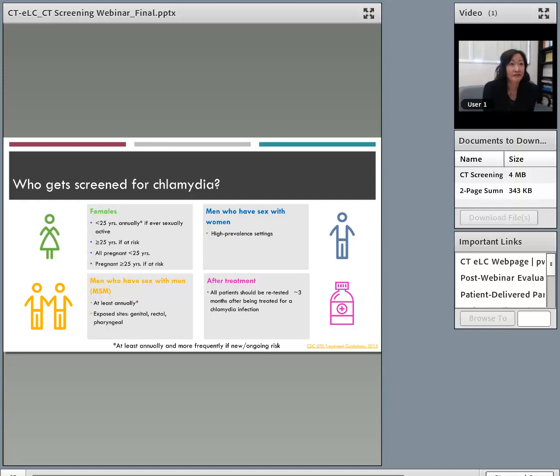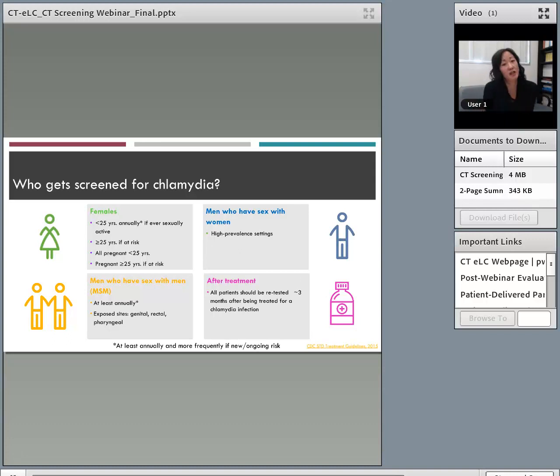So for men who have sex with women, there's no routine recommendation to screen. And every time I think about this, it irritates me because women who have sex with men are getting chlamydia from somewhere, and I assume it's from men who have sex with women. So why we don't screen men who have sex with women has always been a little bit of a mystery to me. What I've heard is that the cost effectiveness data did not appear to be good enough to make a national recommendation for this.